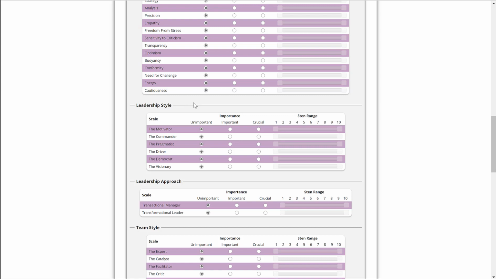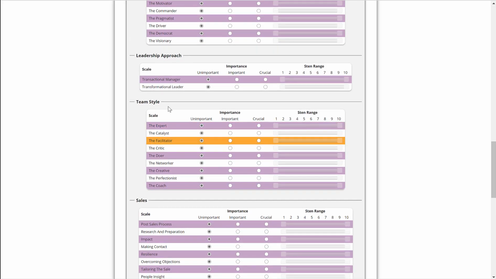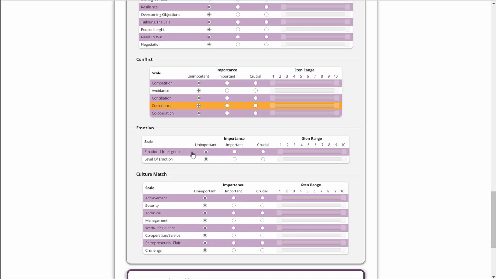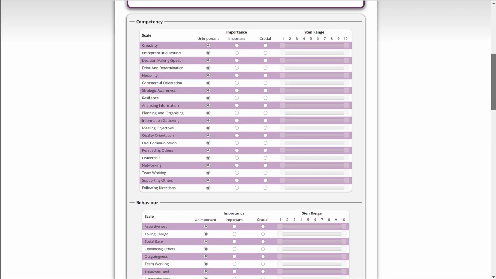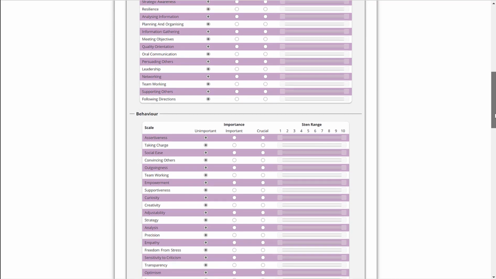So leadership style, if you know what each of these things means. If you don't, you can mouse over it and you'll find a description. So all the way down to team styles, sales style, and so on. Now let's just go back up to the top. As I said, I'm going to focus on competency and behavior.